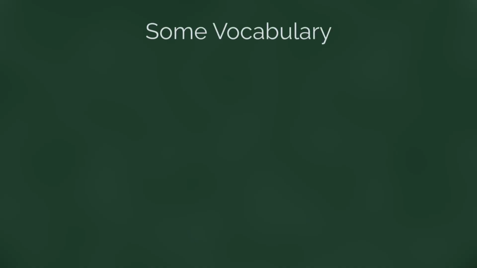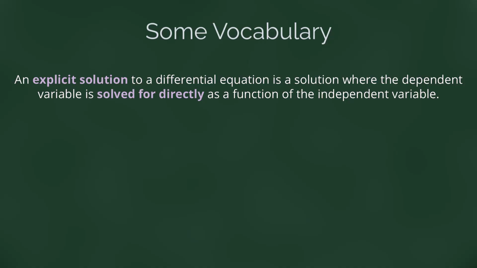We'll pause for a second from doing examples to talk about some vocabulary. In the previous two examples, we were able to solve both of them so that we got y as what we call an explicit function of the independent variable. In other words, we were able to write our final answer in the form y equals some function of either x or t. That's not always the case.